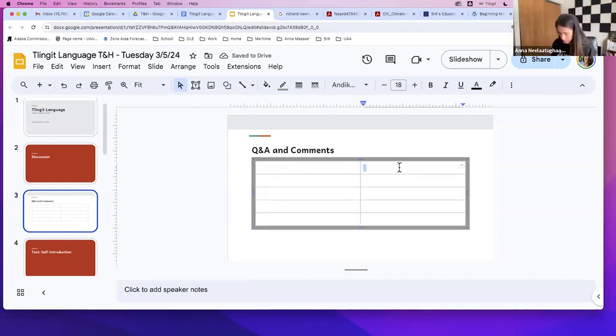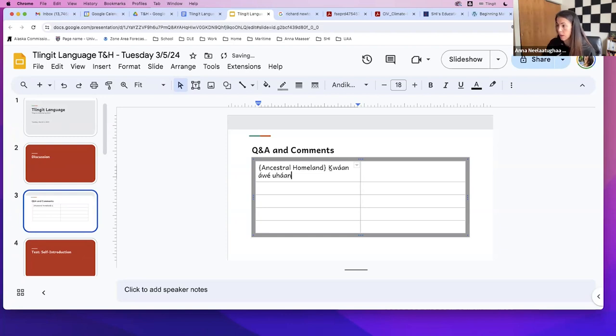Okay, so first one, there's place name. And this is your ancestral homeland. And this is Kwan. Oops, someone came in the waiting room and it messed up my typing. This is part of the introduction we taught. And that would be, we are the people of ancestral homeland.